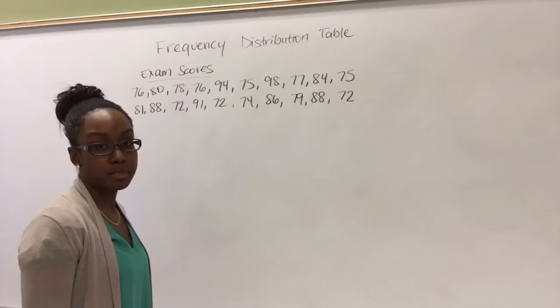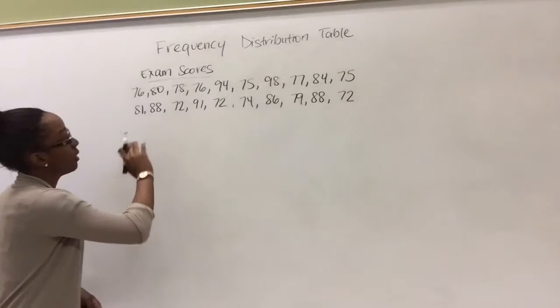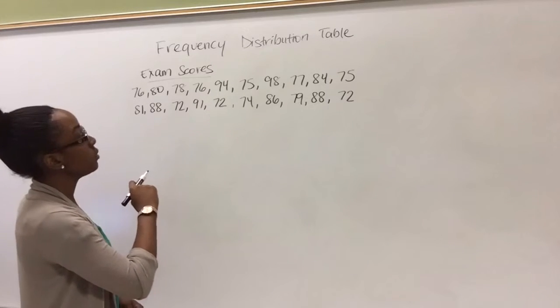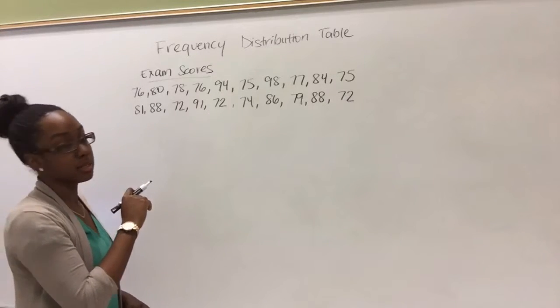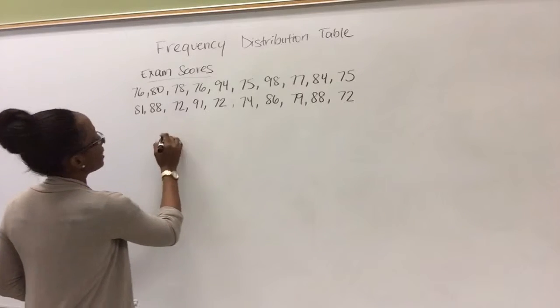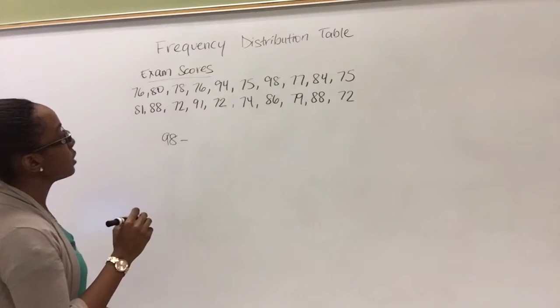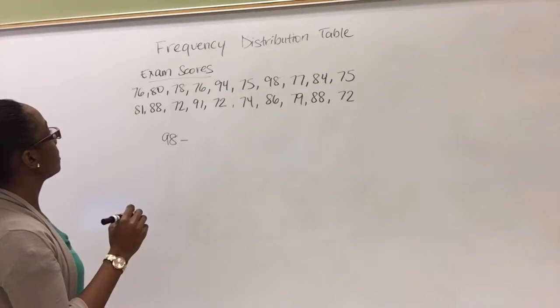The first step in creating a frequency distribution table is defining your class width. We have a number of exam scores. We'll use the greatest number minus the least number. In our data set, the greatest number would be 98, and our least number would be 72.